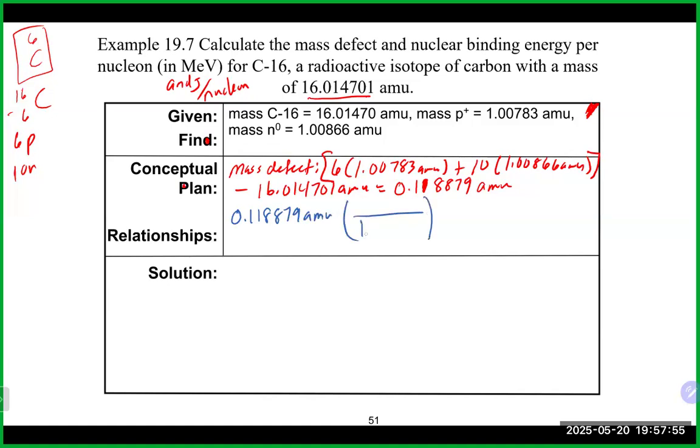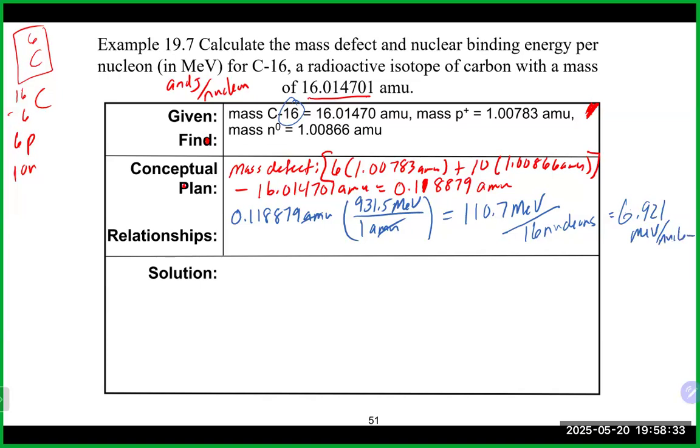So 1 AMU is equal to 931.5 mega electron volts. The AMU will cancel. And we will go 931.5, going to give us about 110.7 mega electron volts. We then can divide it by our nucleons, which is 16 in this case, which is our protons and neutrons, basically our mass number. Divided by 16, going to get us 6.921. And this is mega electron volts per nucleon.